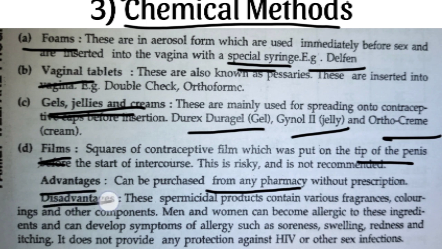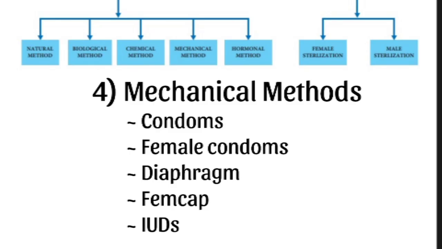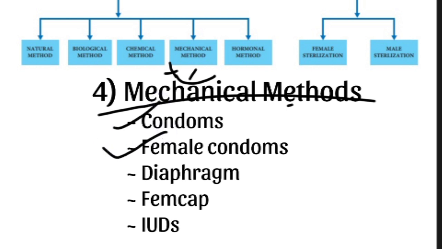Whereas the disadvantage is it has side effects, allergies, and it will not protect you from HIV and sexually transmitted diseases. And next we have the fourth method, that is the mechanical method. In this mechanical method we have condoms, female condoms, diaphragm, femcap and IUDs.